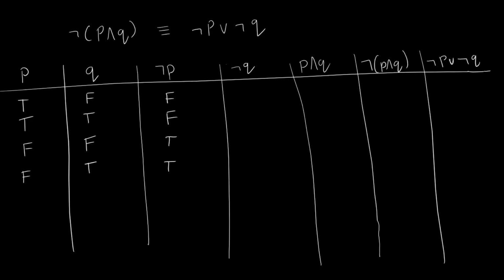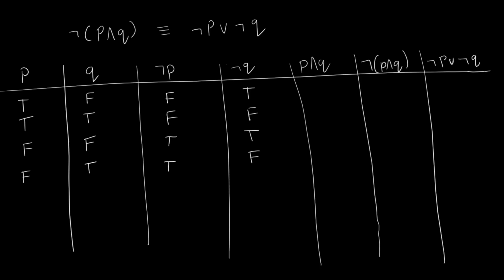Okay? Now let's look at not Q. Not Q would just be flipping Q. So if my Q's first one was false, then this will be true. And if the second one for Q is true, it'll be false here. And if the third one is false, then it'll be true here. And let's say the fourth one is true, then this will be false. We're just flipping it.